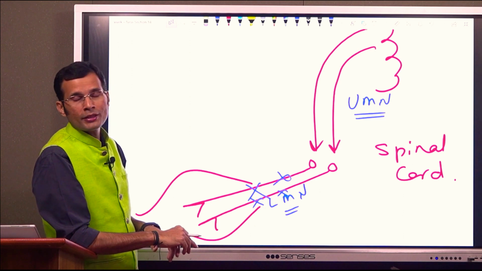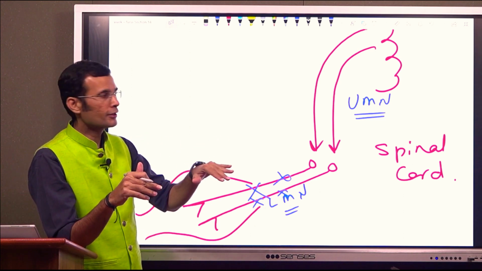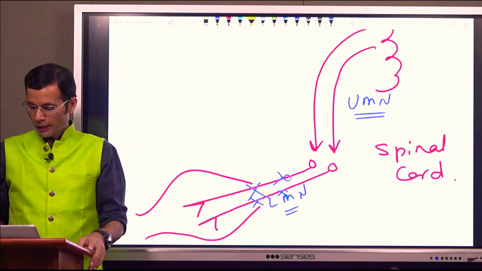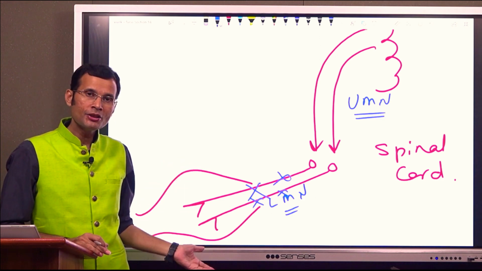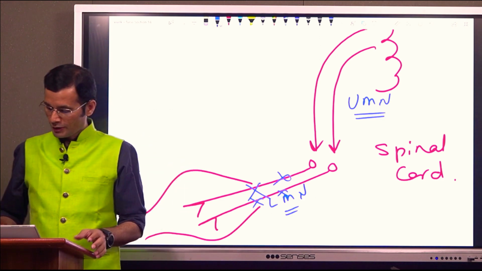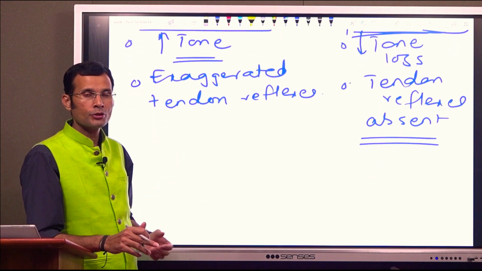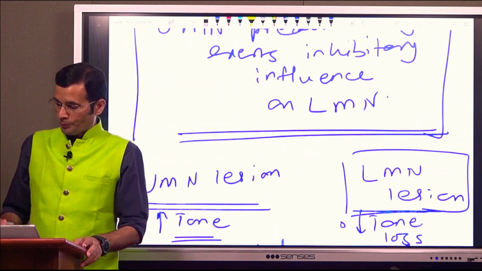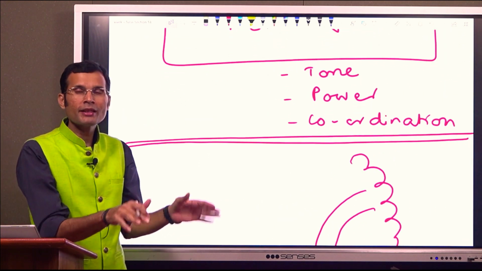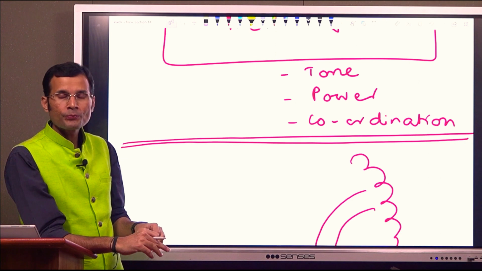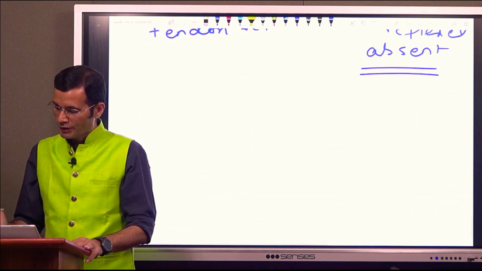So that's how it happens. Remember, in a UMN lesion, the inhibitory influences are lost, and therefore the lower motor neuron fires excessively. If there is an LMN lesion, then the activity is lost, activity diminished to the muscles. This was theoretical basic information that you need clinically. Now let's see the examination of the motor system with this background.